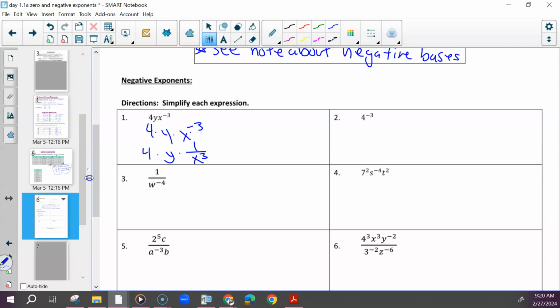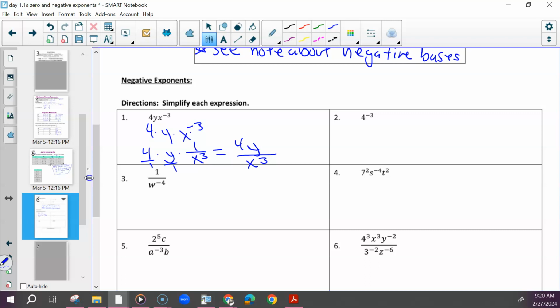Once you have everything changed, you want to condense everything back into one simplified fraction. If you could do that without doing what I'm about to do, that's fine. If you want to see it as a fraction, put 1s underneath, multiply your numerators together, multiply your denominators together, to get 4y over x to the third. That would be the most simplified answer.